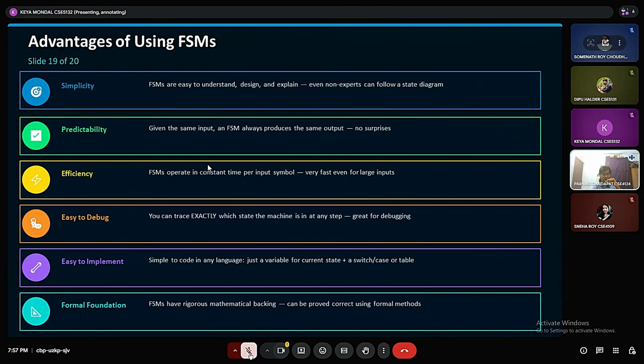They are easy to debug because we can track each state. They are easy to implement in code and they have a strong mathematical foundation. So FSMs are very useful in system design.